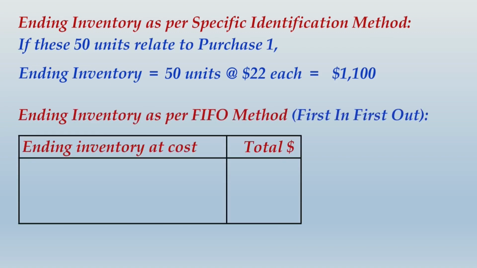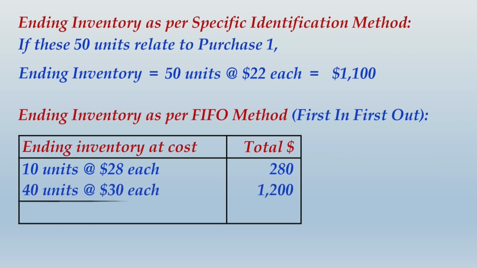What you need to do is, the later purchases will be included in your ending inventory. 10 units out of purchase 3, that was at $28 per unit, that comes to $280, and 40 units out of the last purchase, that was at $30 per unit, that comes to $1,200. Aggregate comes to $1,480. So please write up this whole thing, and that will be the end of the solution for this example.